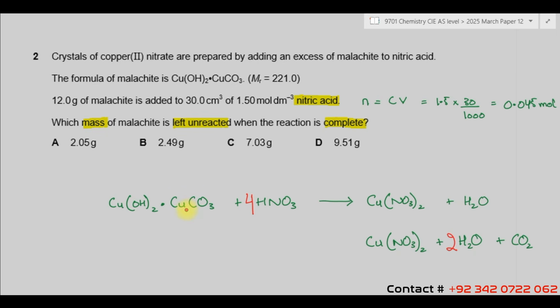Last one is oxygen. So we have 3 and 2, 5 plus 12, 17 oxygens on the reactant side. And we have 6 and 6, 12, 13, 14, 15, 16, 17. So now the equation is fully balanced. From the equation we can see we have malachite to nitric acid ratio. So the balanced equation says that it is 1:4.